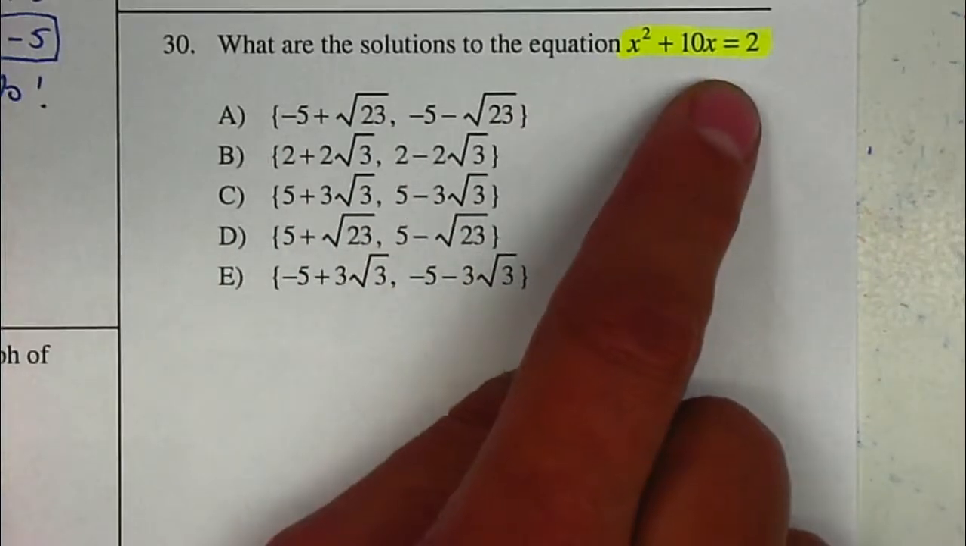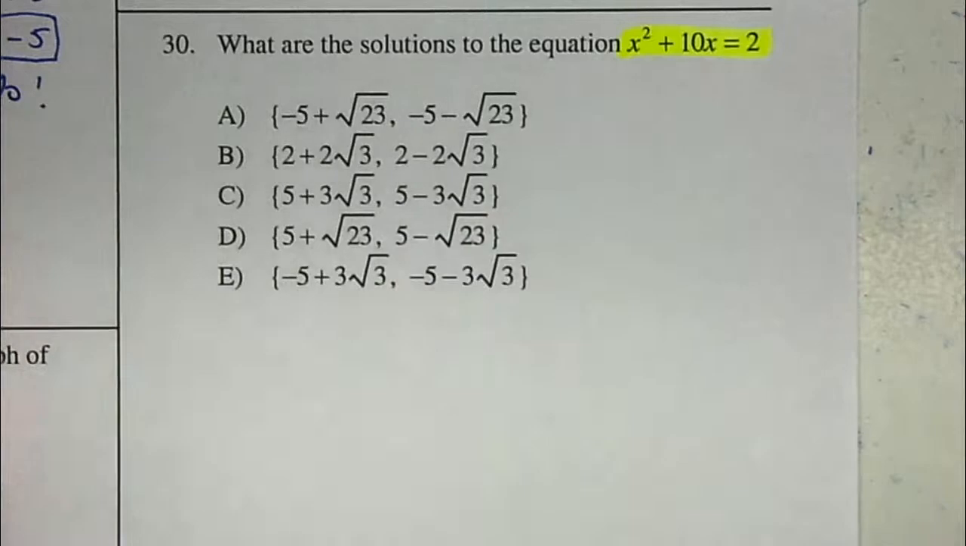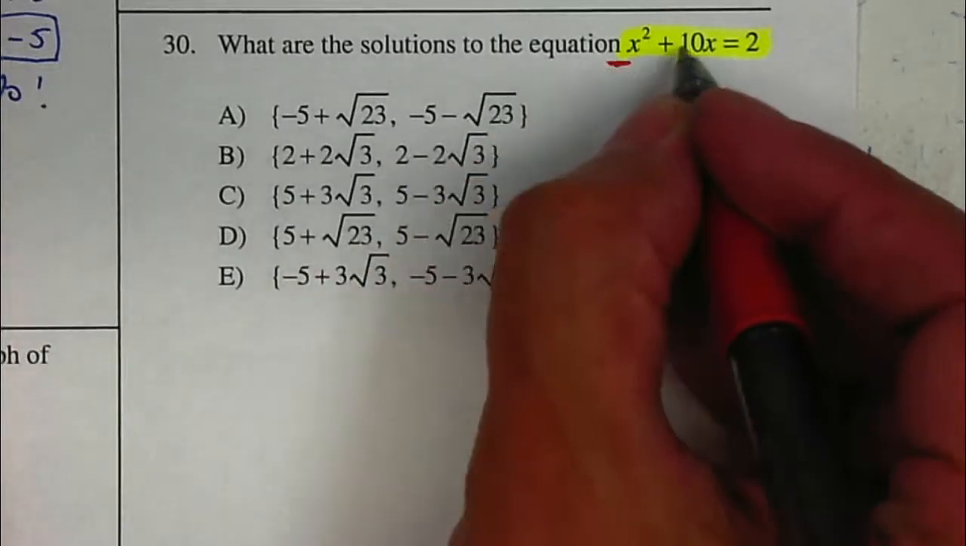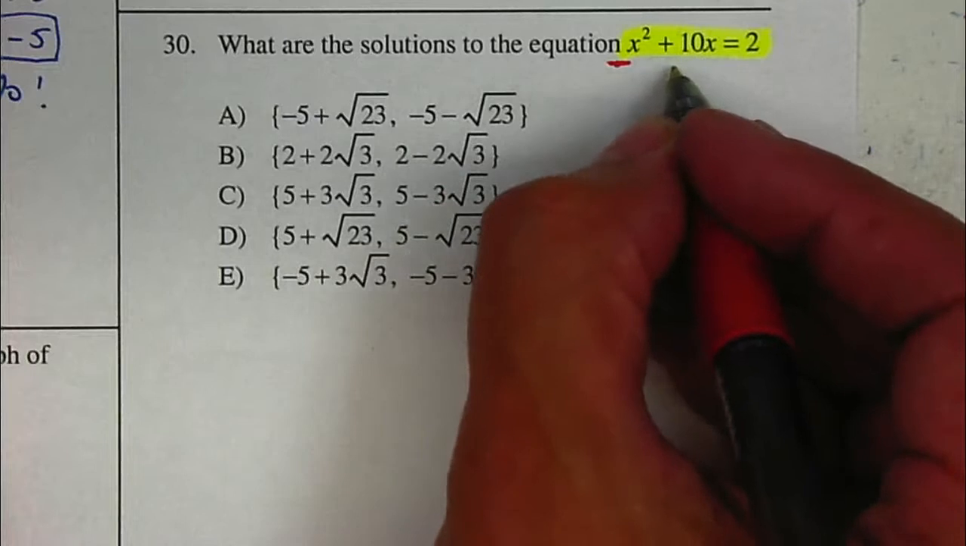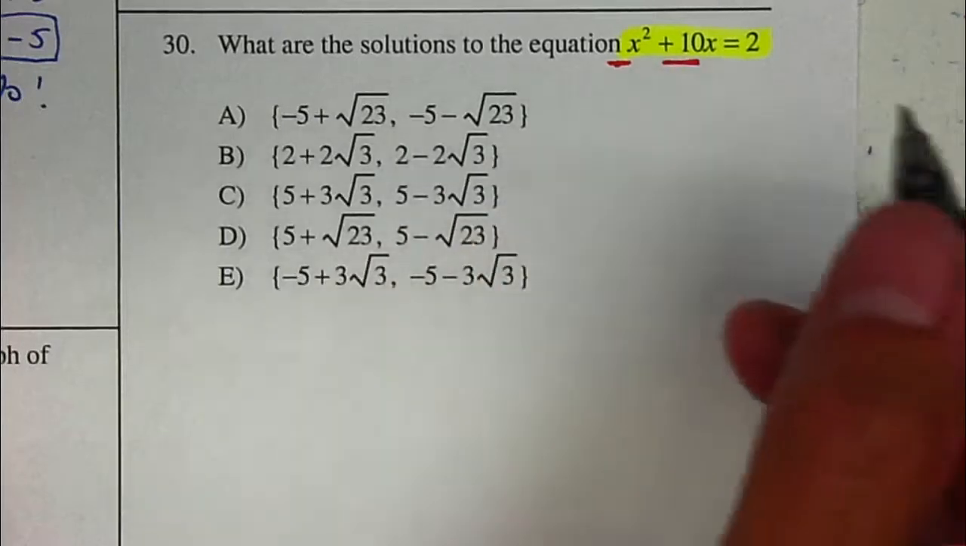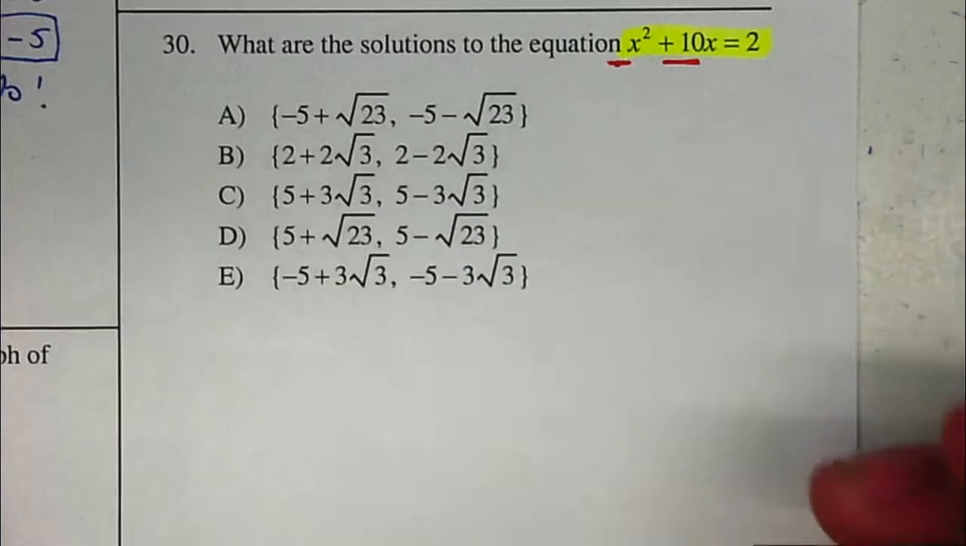Next, you need to see if you can complete the square. In order to complete the square, you need to have a coefficient of 1, which you do in this case. And ideally, you should have the b value, the one with the x, to be even. In this case, it is. So we're going to complete the square.